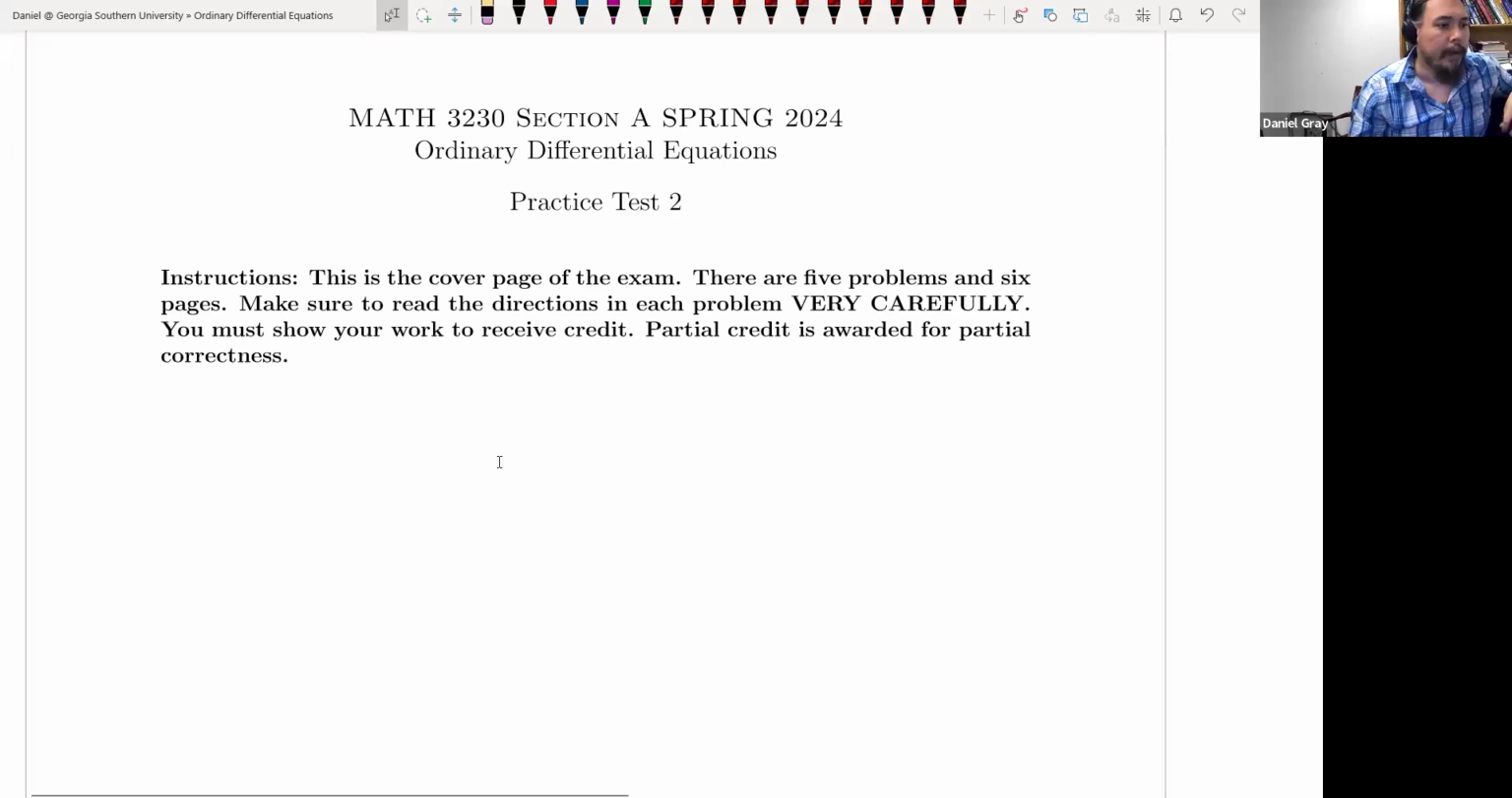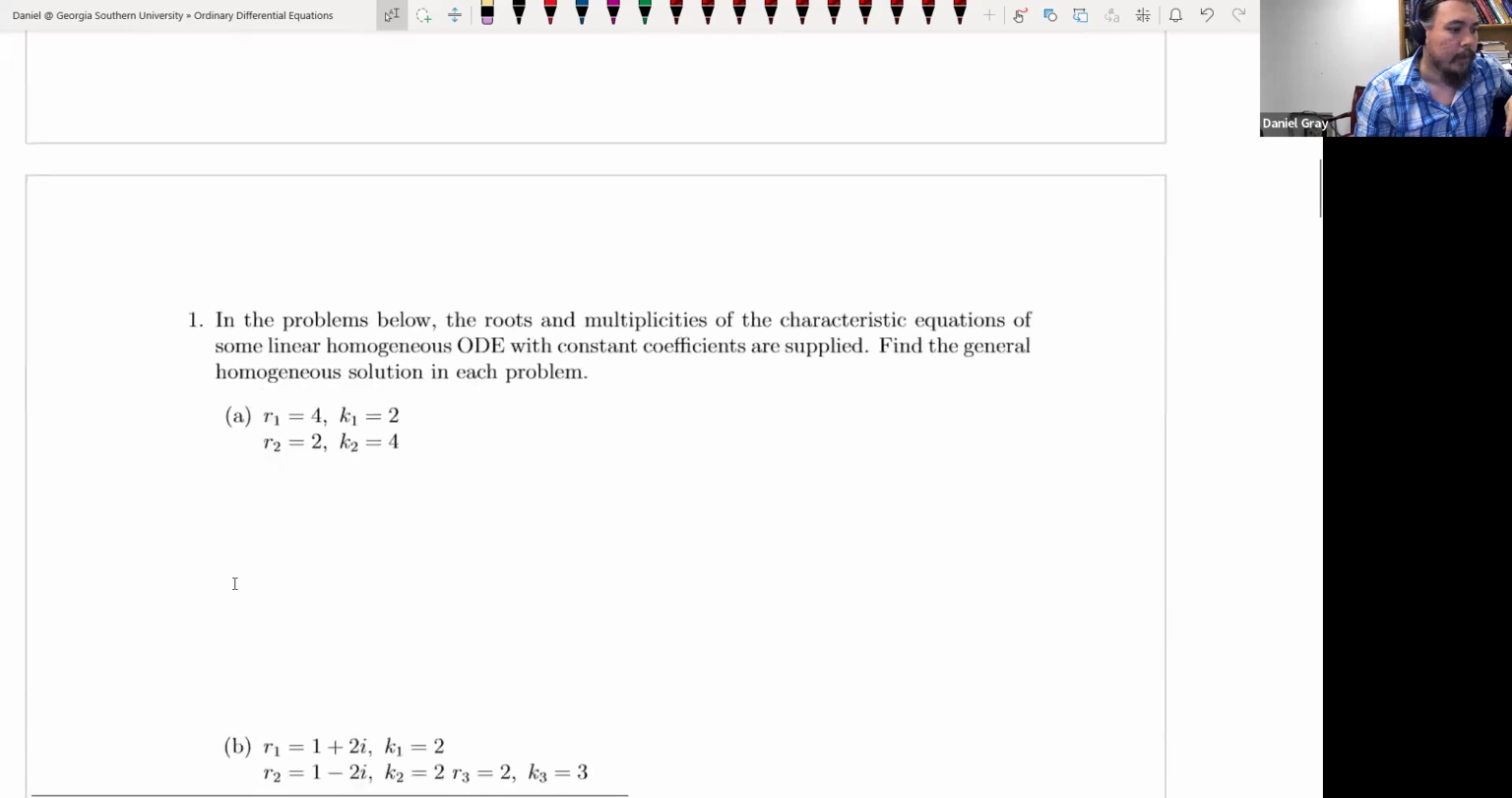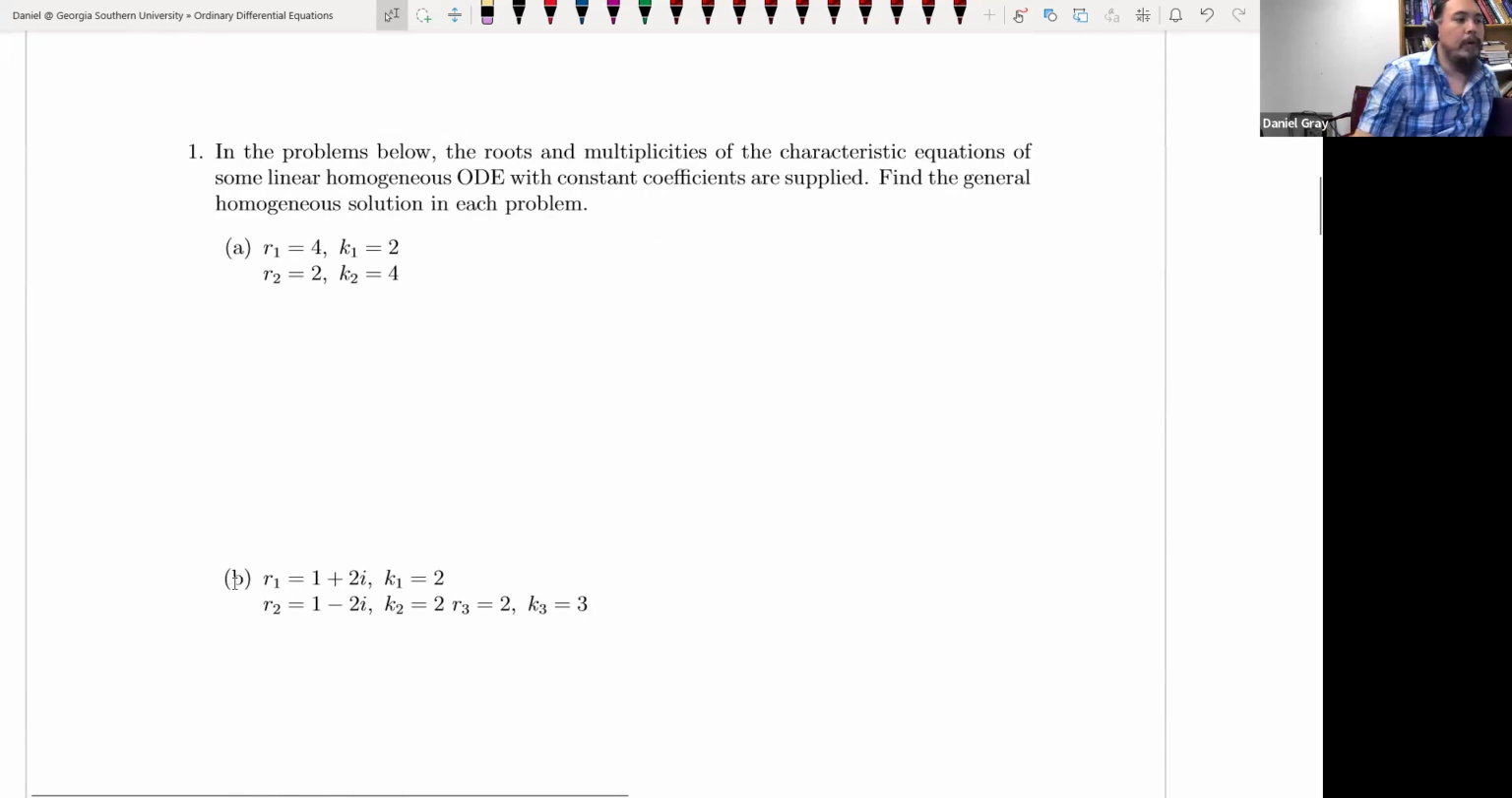Okay, so let's go through this practice test. This first problem gives you the roots to a characteristic equation of some linear homogeneous ODE with constant coefficients of higher order, and our job is to find the general homogeneous solution.